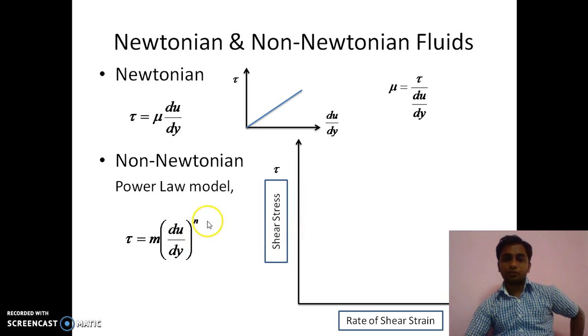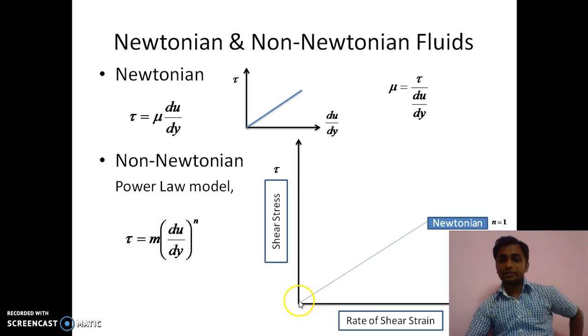If n is equal to 1, it is clear that shear stress and du by dy will have a linear relationship. And if it is plotted on the graph, what we will get is a straight line. So it is the same as we have seen here. For Newtonian fluids, n is equal to 1. So with respect to the power law model, we can say that if n is equal to 1, the fluid is treated as a Newtonian fluid.